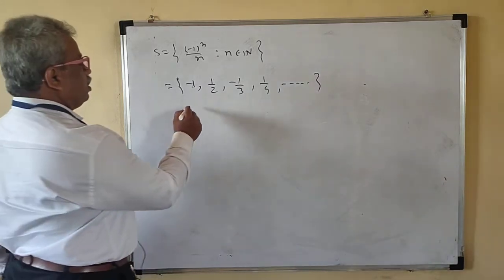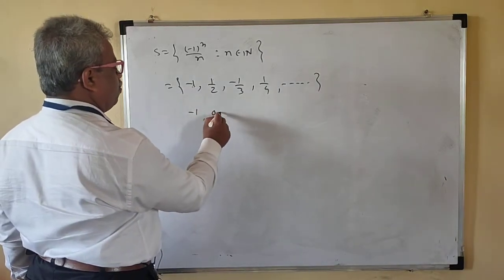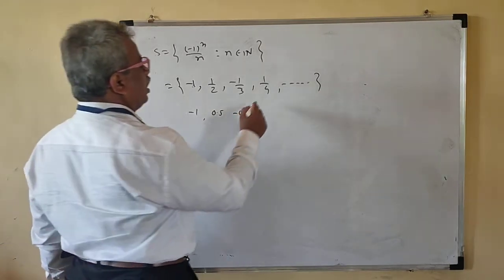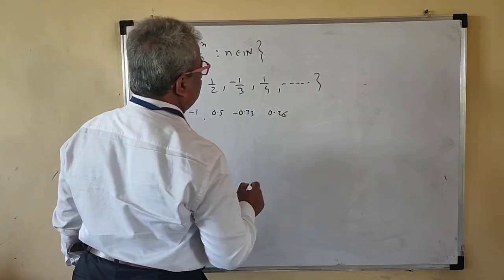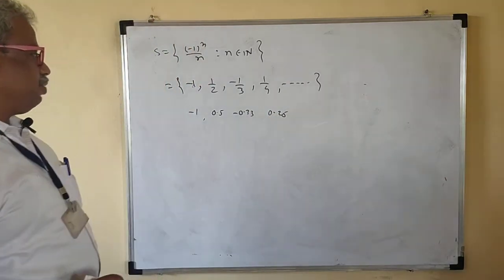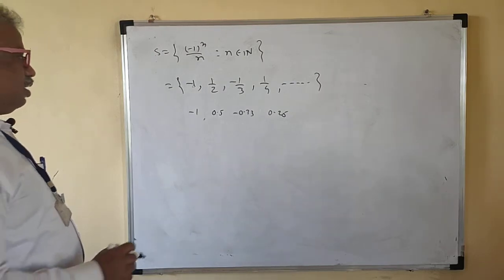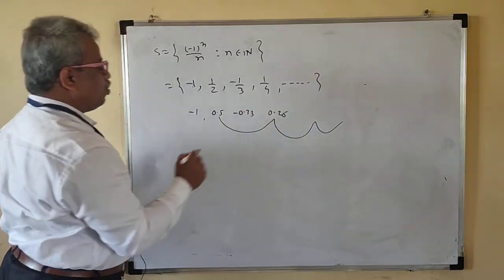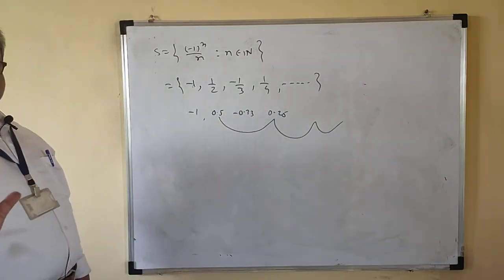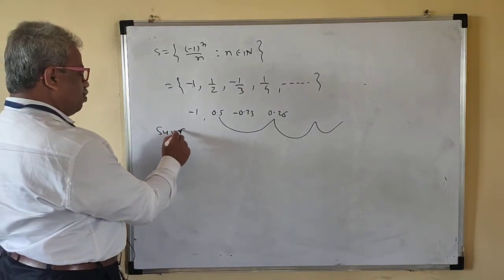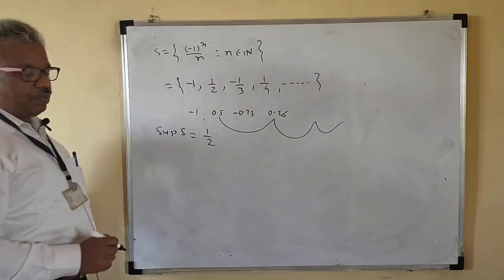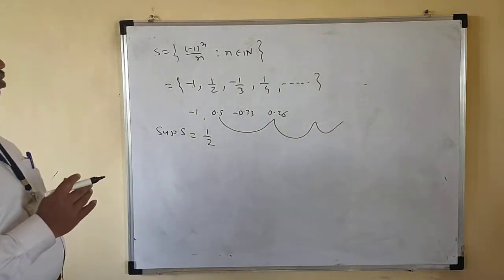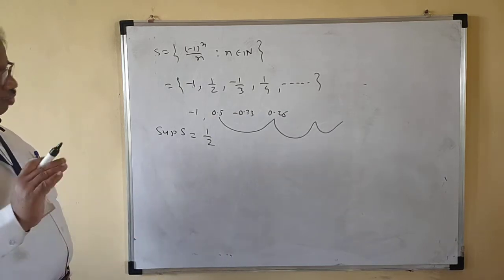So now what is this? This is minus 1. This is 0.5. This is minus 0.333 something like this, but it is negative. Then this is 0.25. Now see here, this becomes smaller and smaller. That means 0.5 is the greatest value. The supremum of S is half now, that is 0.5. And see here, this negative actually tends to 0.